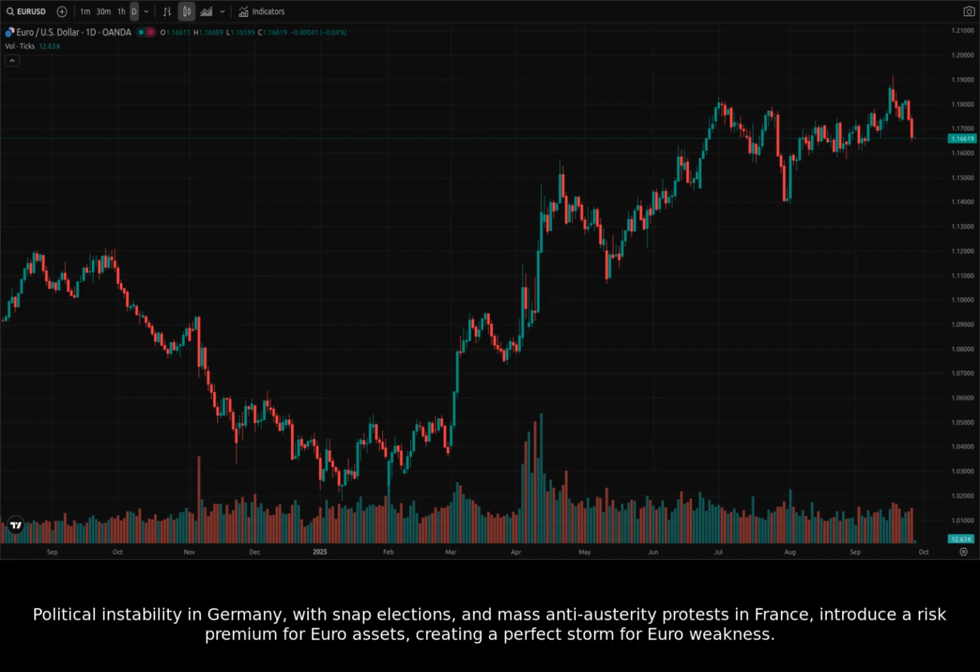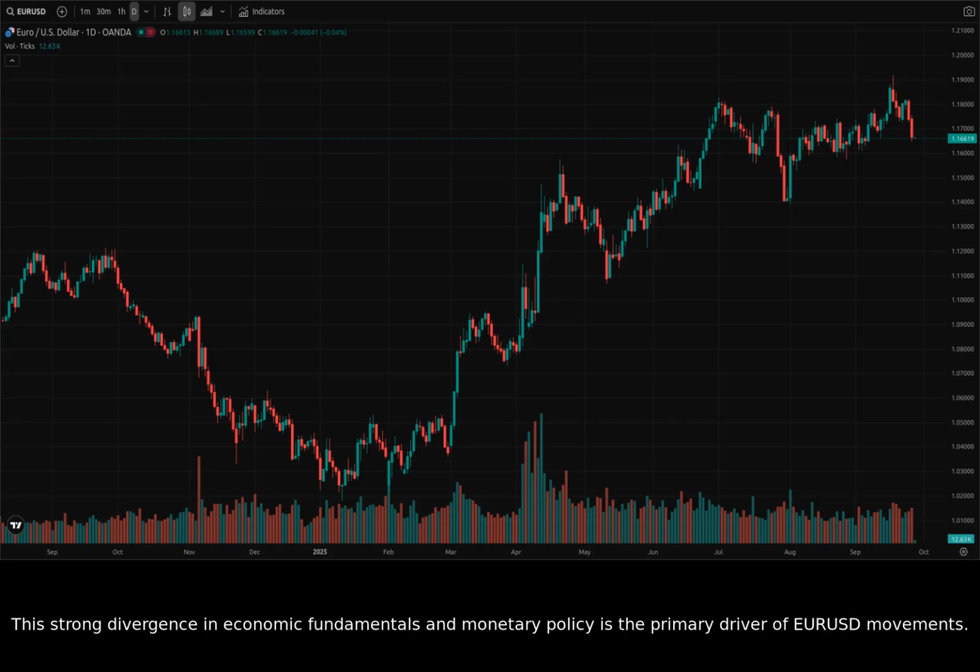Political instability in Germany, with snap elections and mass anti-austerity protests in France, introduce a risk premium for euro assets, creating a perfect storm for euro weakness. This strong divergence in economic fundamentals and monetary policy is the primary driver of EURUSD movements.